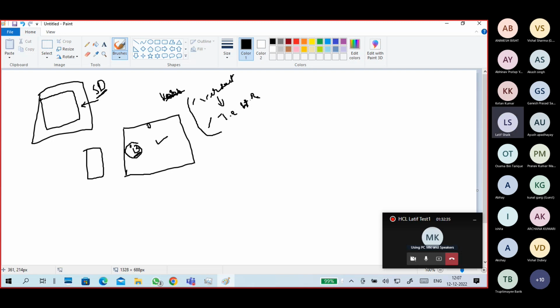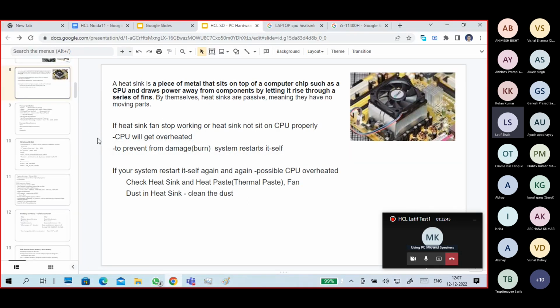Okay, good internet speed is also important. Mic and speakers are okay for test purposes. If you are not having them, because you are not doing any practical work.